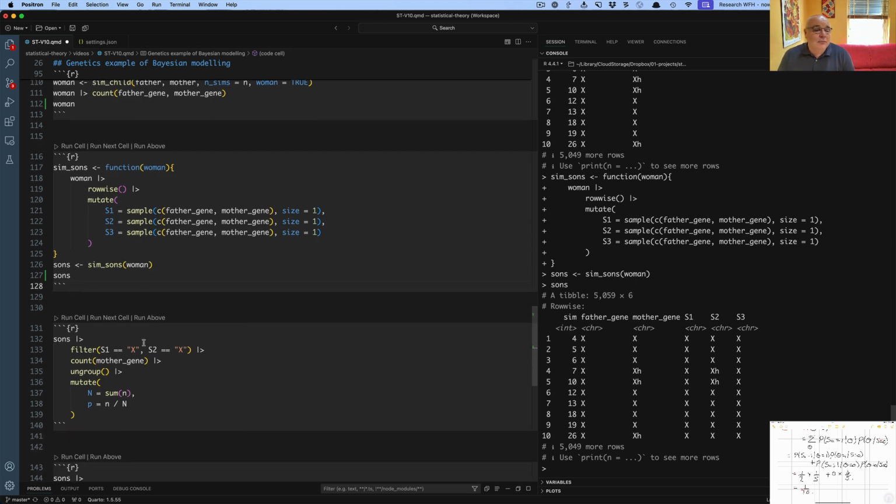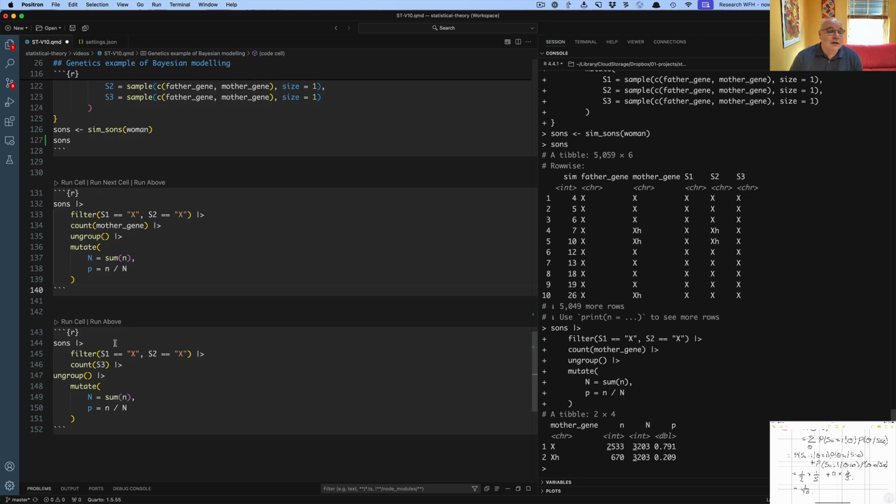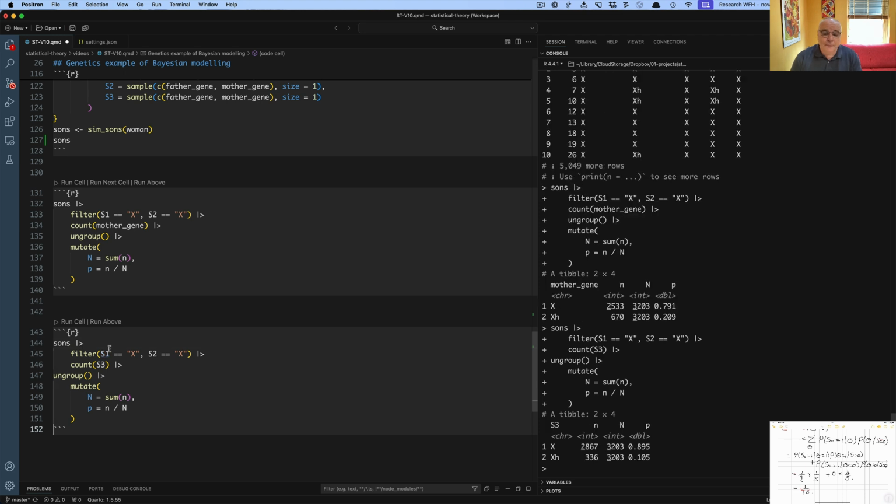So the first thing we'll do is calculate all the times where the first son and second son are not haemophiliac, so they're both X's, and then we count what the mother's gene looks like. And we can see here that she's a carrier, so she has XH, approximately 20% of the time, and she's not the rest of the time. So that agrees with my calculations roughly. The next one is we take the cases where the sons are both X's, and we look at the third one. And here we roughly get that the third one has haemophilia about a 10th of the time.